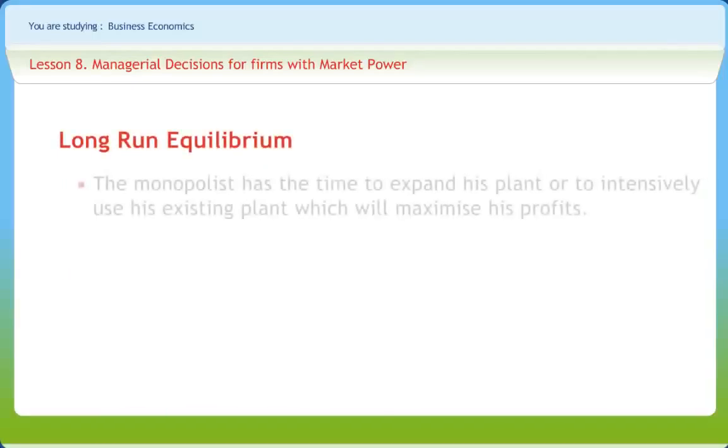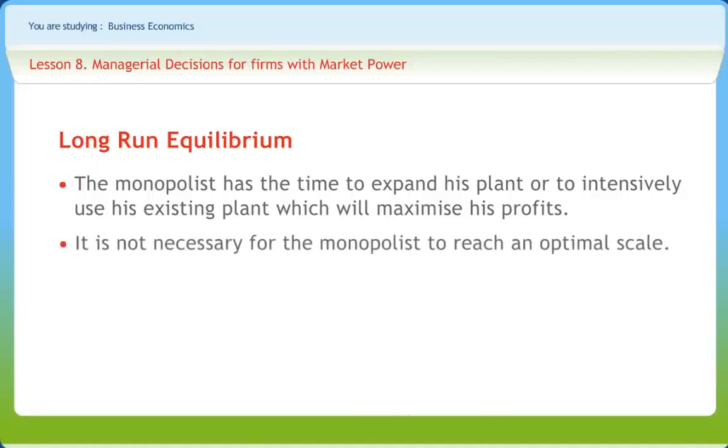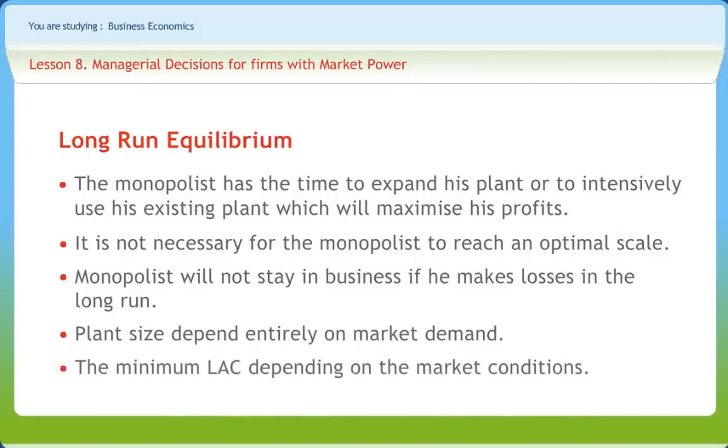In the long run, the monopolist has time to expand his plants or to intensively use his existing plant, which will maximize his profit. Since there will be no new entry, it is not necessary for the monopolist to reach an optimal scale. It means that the monopolist will not stay in the business if he makes losses in the long run. The size of a plant and degree of utilization of any given plant size depends entirely on market demand. He may reach the minimum point of LAC or remain at the falling point of his LAC and expand beyond the minimum LAC, depending on the market conditions.